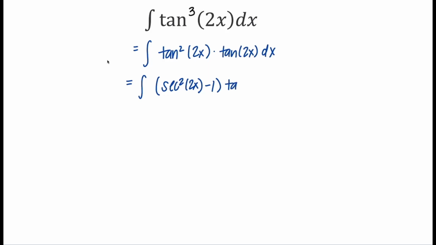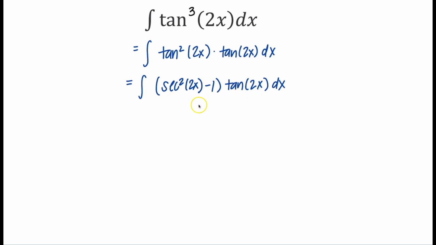And all of that is multiplied by tangent of 2x dx. Okay, so now let's take a look. I have these two terms multiplied by tangent 2x. If I let u be tangent 2x, the derivative is secant squared 2x times 2, but I have this minus 1 that's really throwing me off here.